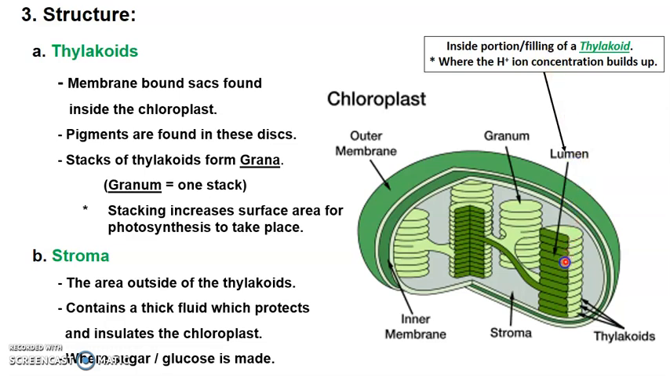The interior portion of each thylakoid is referred to as the lumen. This is, again, a liquid-filled region. So if the stroma is liquid-filled and protects all the individual thylakoids, within each thylakoid disc you also have a liquid filling, which we call the lumen. As we're going to see later on, the lumen is where that hydrogen ion concentration is going to build up, which is later going to be used by ATP synthase to make ATP.